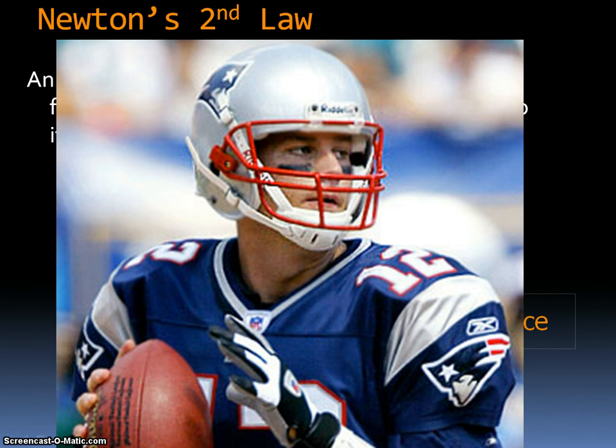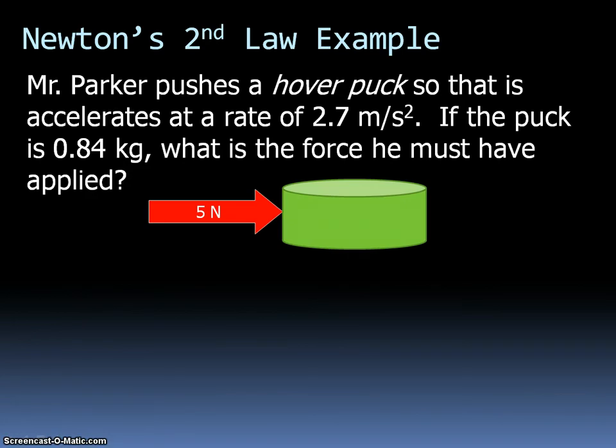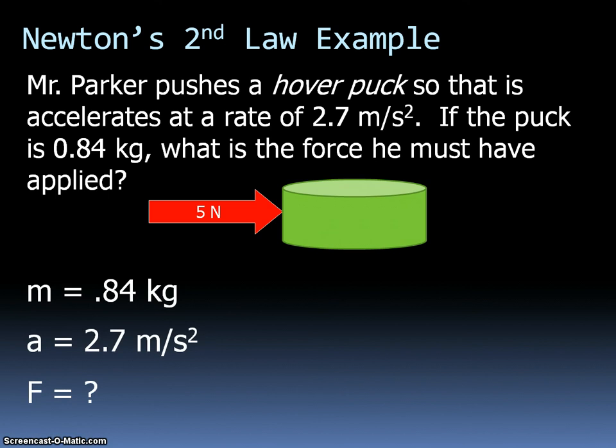Moving on. Let's say I apply a 5 newton force to the 0.84 kilogram air puck that you saw me kicking around the other day. And we know that it accelerates at 2.7 meters per second squared. What is the net force? Well, VFW is still in effect. We list out our variables. What are the things that we know? We know the mass, we know the acceleration, and we identify the most important variable of all, force. Give that the question mark.